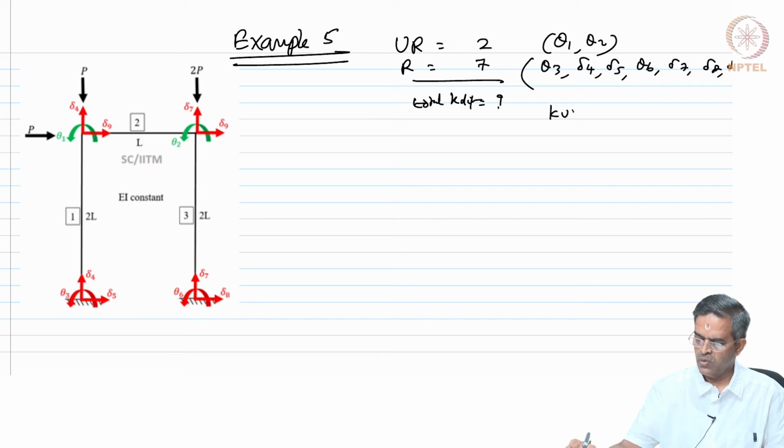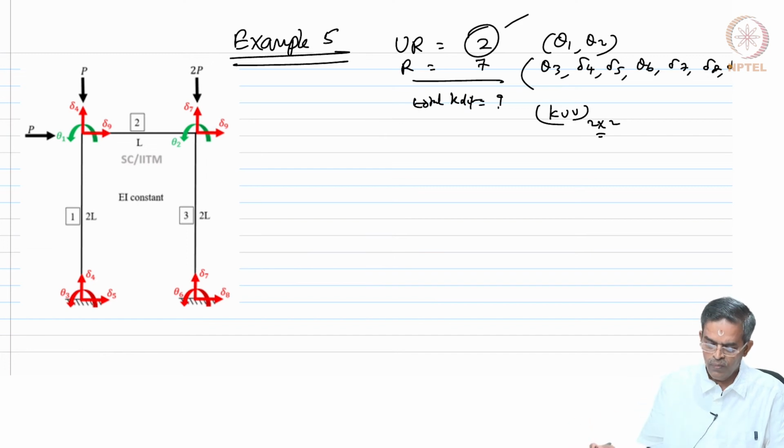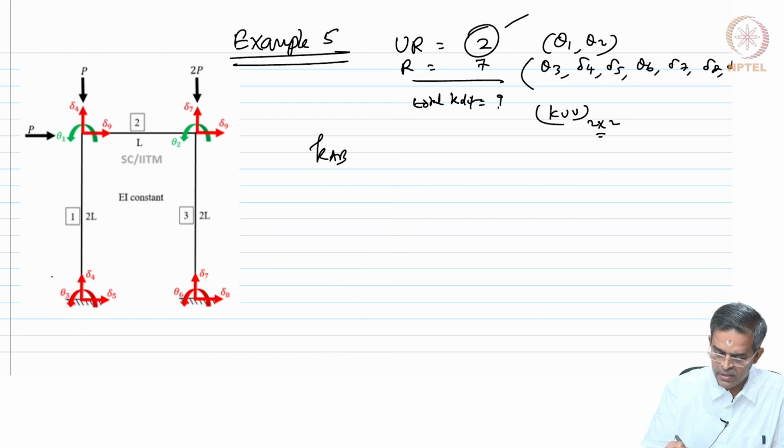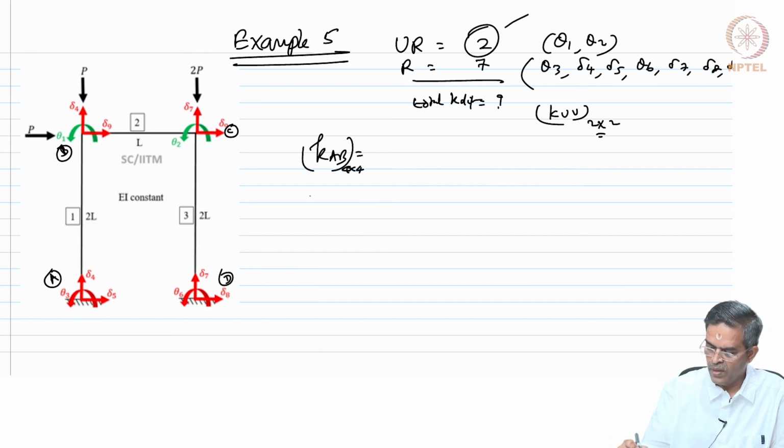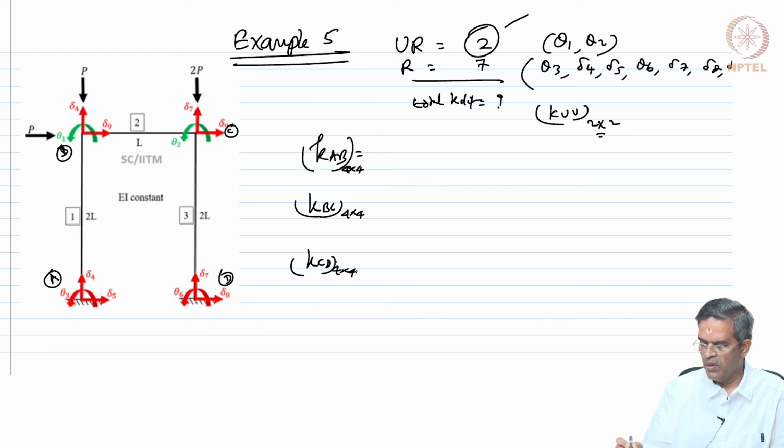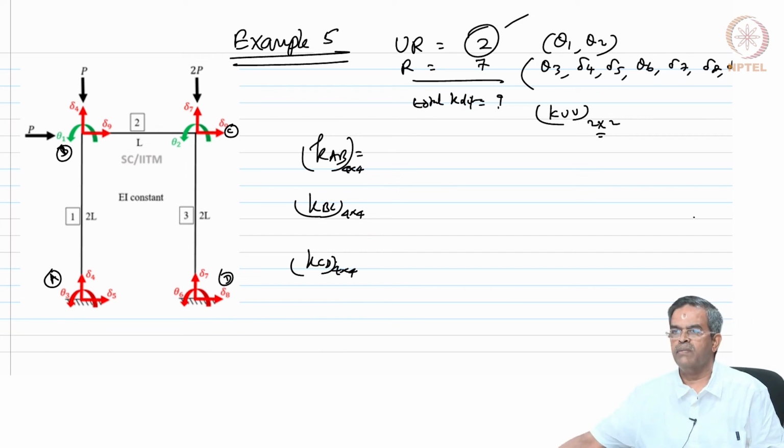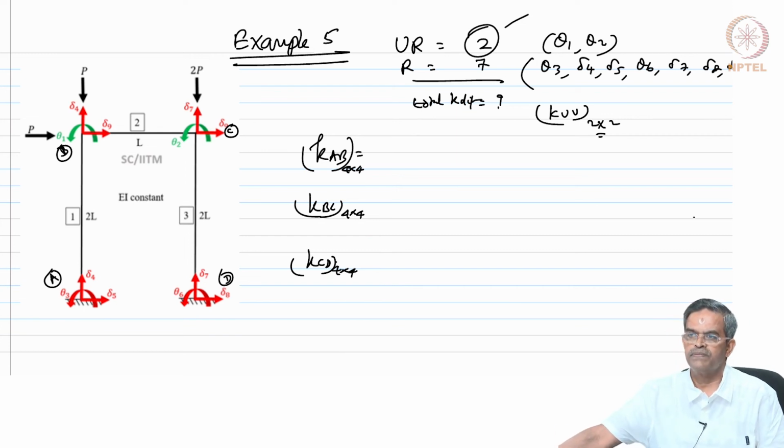So, KUU will be of size 2 by 2 because the unrestrained degree is only 2, and each K, that is KAB, let us say this is my A, this is B, C and D. So, KAB will be of size 4 by 4, KBC will be of size 4 by 4 and KCD will be of size 4 by 4. Let us quickly write down the labels for these.